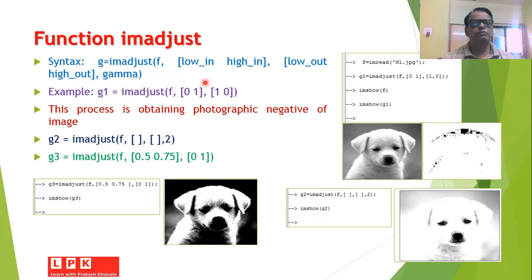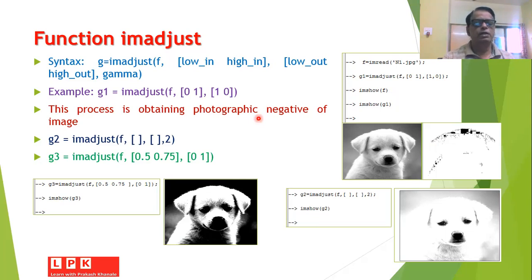For example, we can write g1 is equal to imadjust of f, 0, 1 and 1, 0. If I write such a function in Scilab, and suppose I read my input image as the image of a dog, then when you process this statement in Scilab, you will obtain the image as shown in this window. One can easily observe that what we are doing is getting the photographic negative of the image.